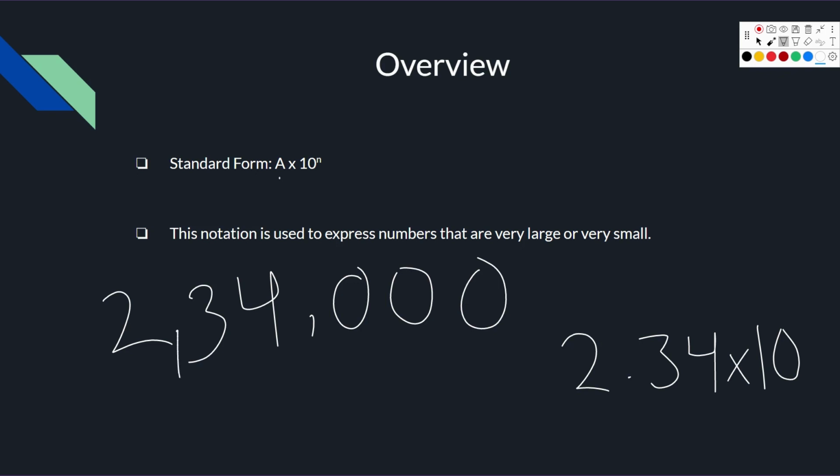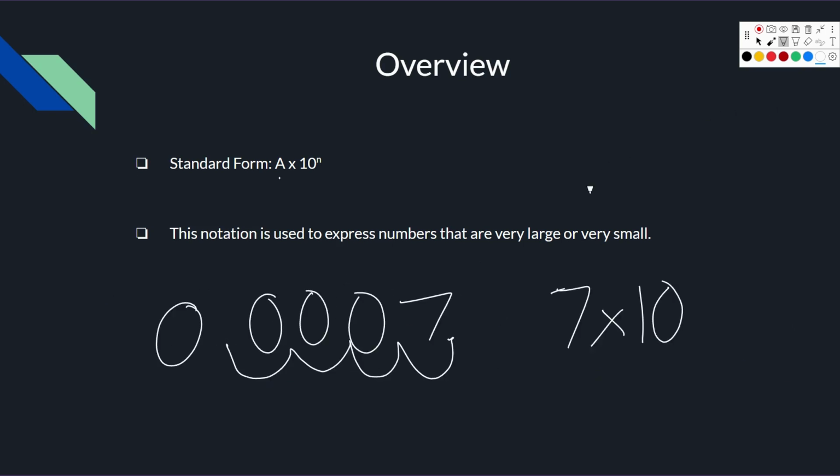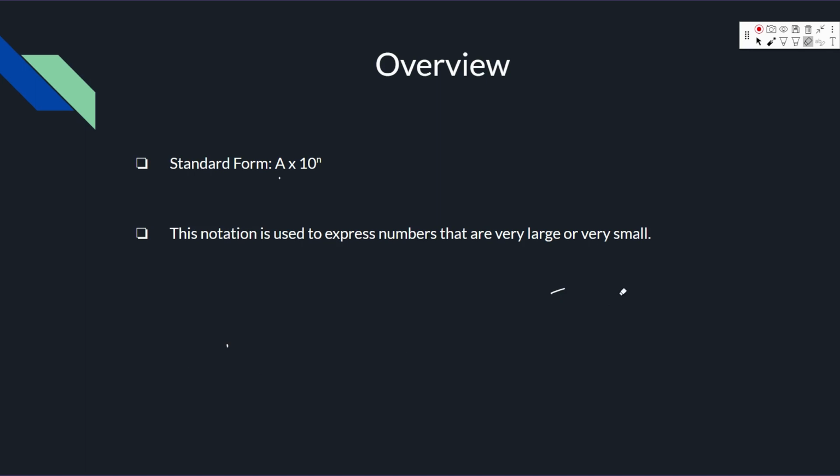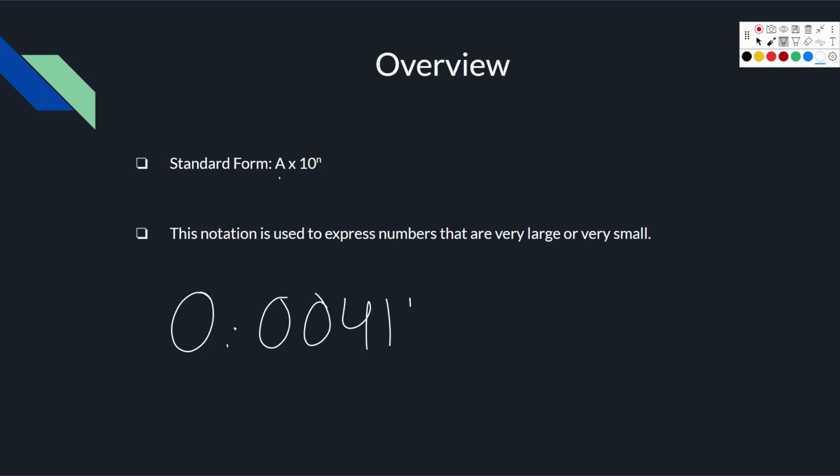the decimal moves 1, 2, 3, 4, 5, so 10 to the 5. And that's going to be our answer. So if we're using an extremely small value once again, 0.00415, for instance.